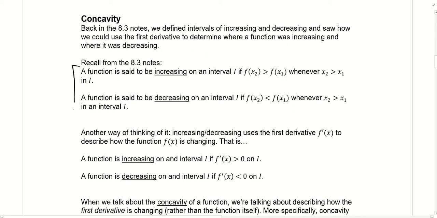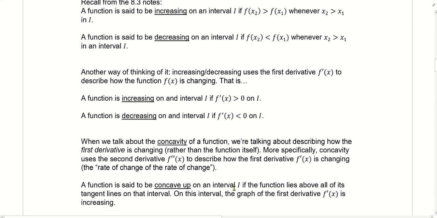This was the general definition of increasing and decreasing on an interval that we introduced back in the 8.3 notes. But the way that we focused on it and the way that we tested for increasing or decreasing intervals was by considering the sign of the first derivative. A function is increasing on an interval if the first derivative is positive, strictly greater than 0. And a function is decreasing on an interval if the first derivative is strictly less than 0, negative on an interval.